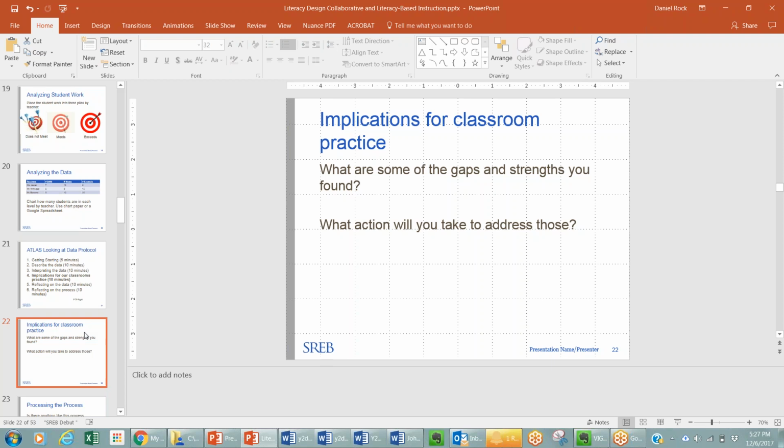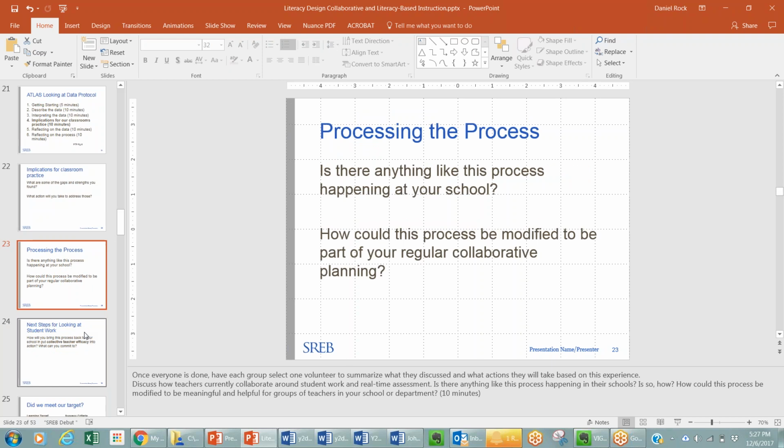And then of course, always processing the process, which is not just what did you think about the process. It's more here. How is this happening at your school? Is there anything like this happening in your school? How could you take this type of collaborative work, this is what PLCs are meant to be? How can you adjust what we just did? What would have to happen for this to happen at your school?